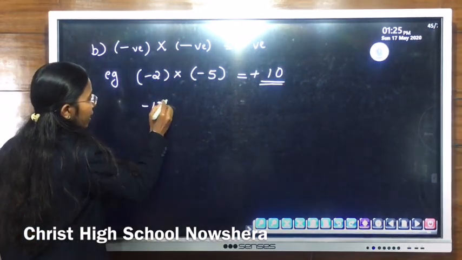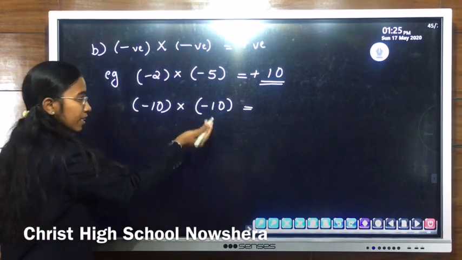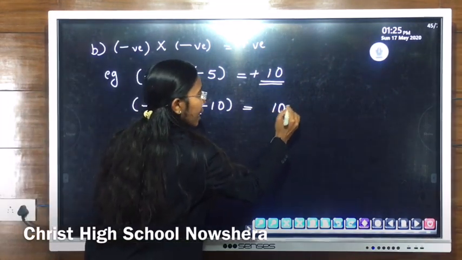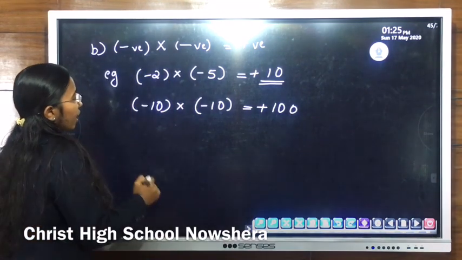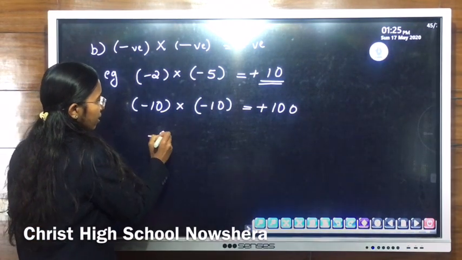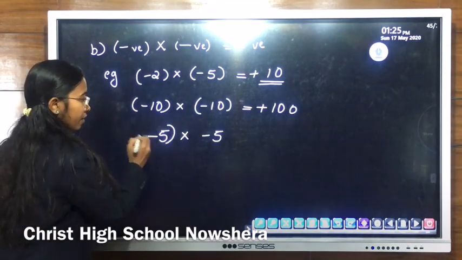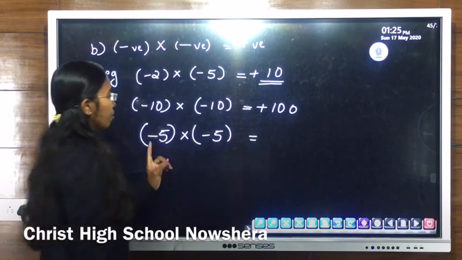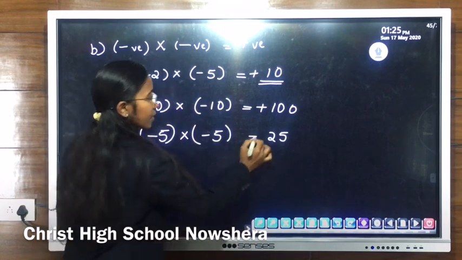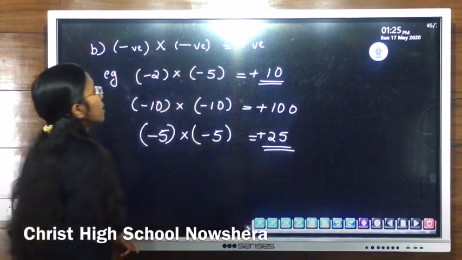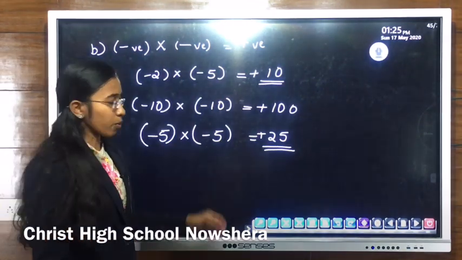Or minus 10 into minus 10. Multiply the numbers. 10 into 10 is 100. Both are negative, so our sign is always positive. Another one. Minus 5 into minus 5. Here both the numbers are negative. 5 into 5 is 25 and the sign is positive, which means suppose our two numbers are negative numbers, then our answer is always positive.